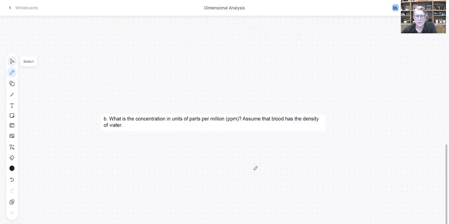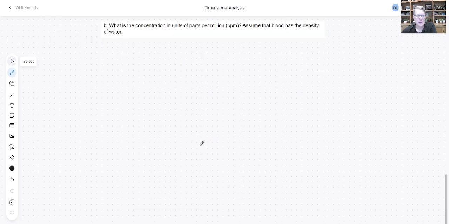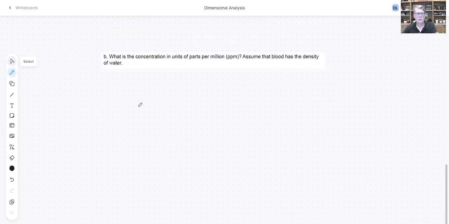Let's move on to the second exercise. Here, we are asked to express that concentration of 0.1 milligram per liter in units of parts per million. So let's pause and think about what a part per million is before we proceed. A part per million is a mixing ratio. A mixing ratio is a unit of concentration in which the denominator and the numerator have exactly the same units.